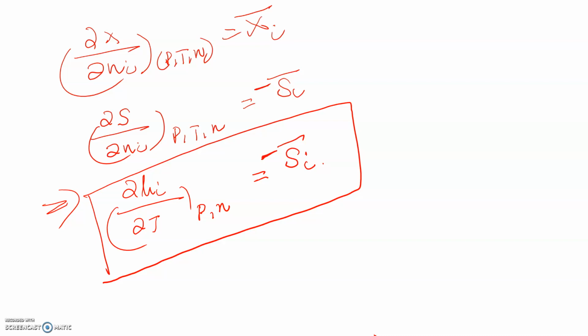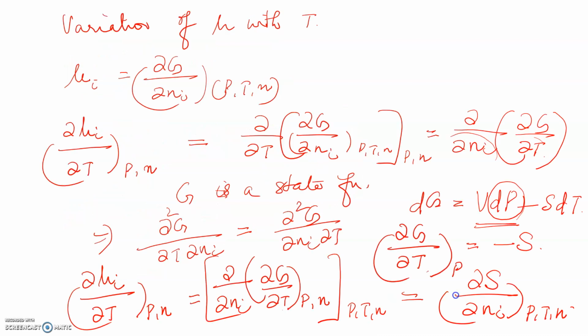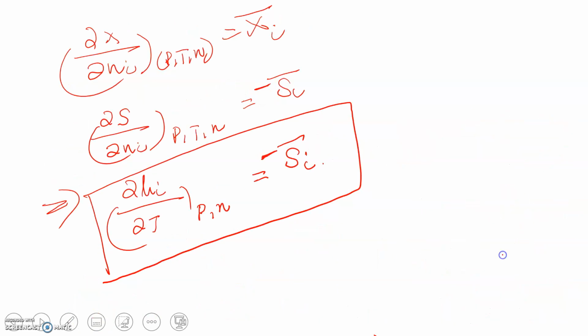I forgot to put the minus sign. That's why there was a bit of confusion. We obtained it as minus S. Therefore, we have to put minus over here also. That means we have the variation of chemical potential with temperature as equal to minus S bar I.